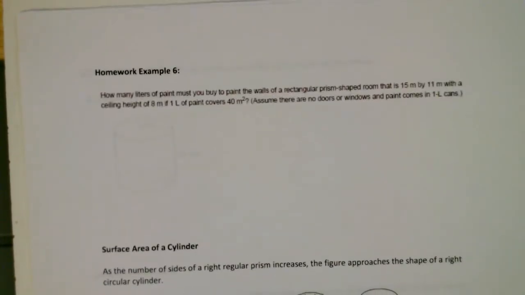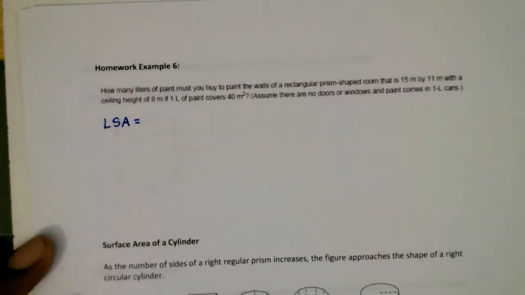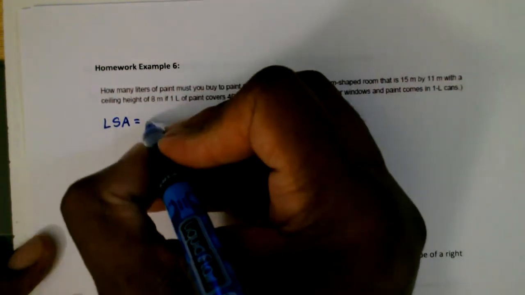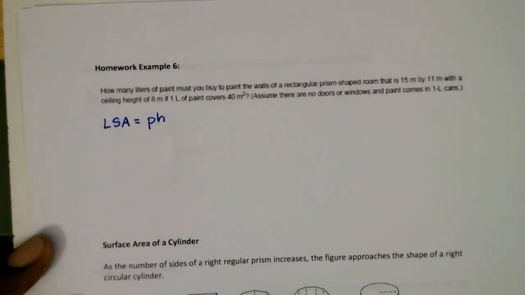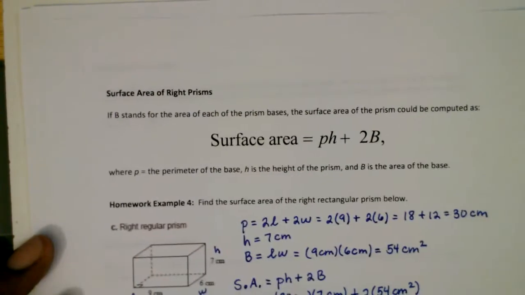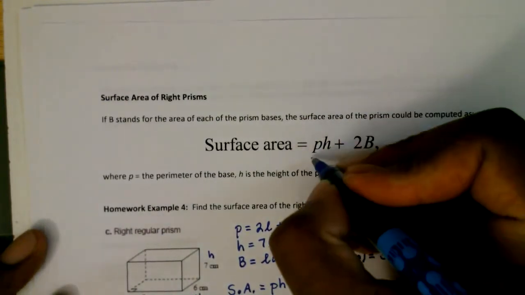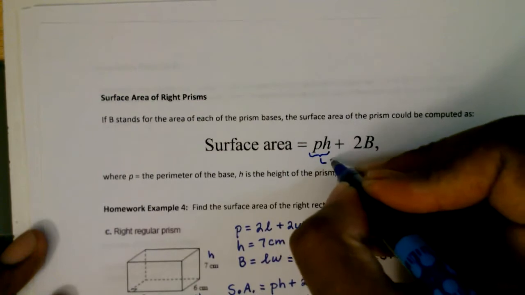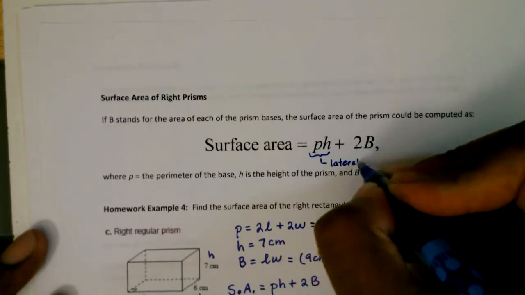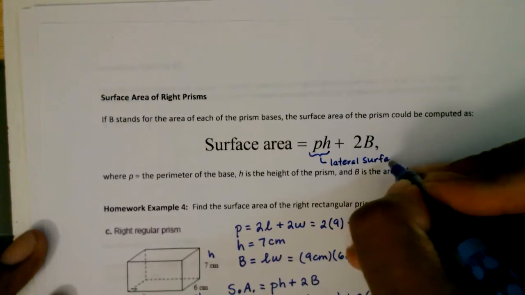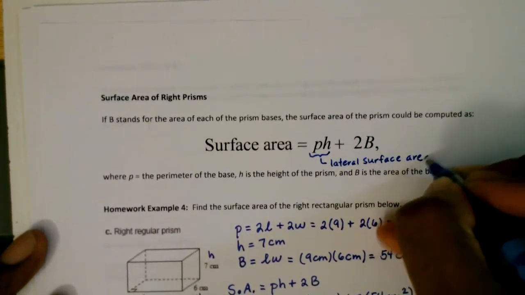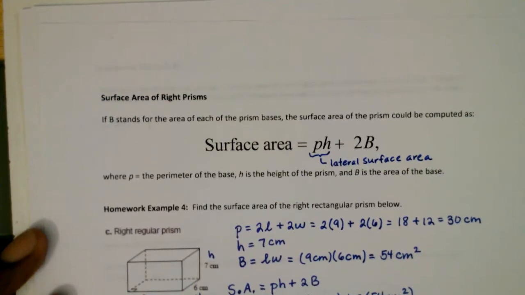Okay, so the way this surface area is going to work, and it's actually going to be the lateral surface area, which I'm going to abbreviate LSA for lateral surface area. That's just going to be the perimeter times the height. Okay, so if you were to look at that formula, I want to go back to this for a right prism, that P times H, that's actually the lateral surface area.